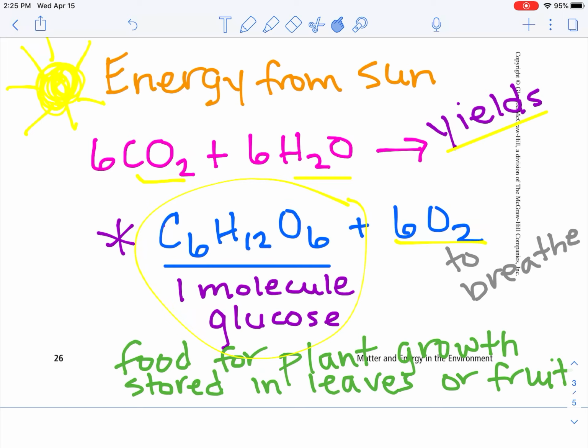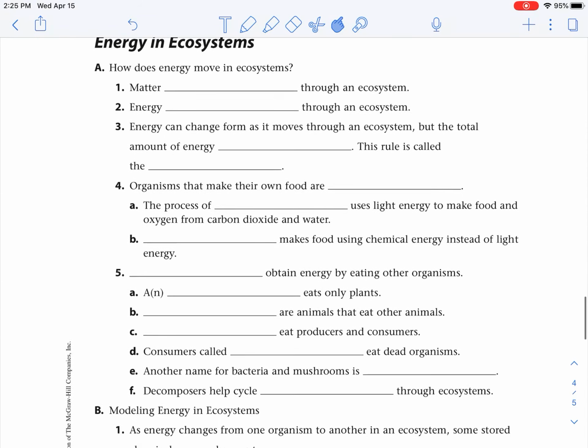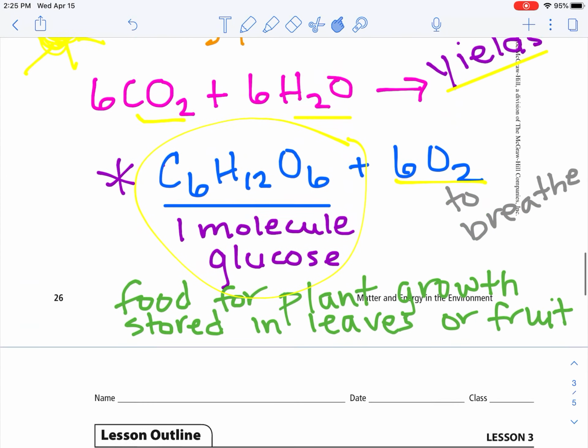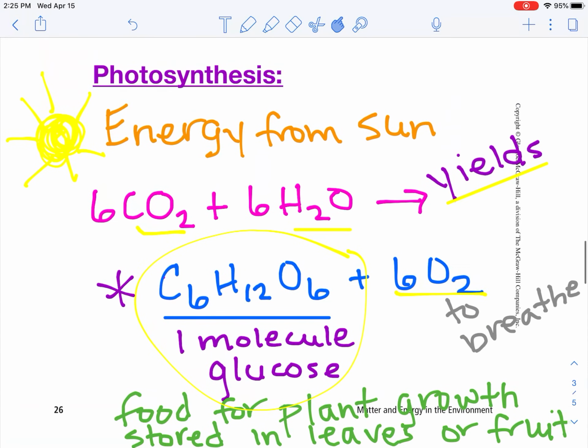Okay, write this down. By writing it out, you will have a place that you can reference it, because we're going to talk about it a little bit when we come down to talking about the producers. The producers make their own food. We're consumers. We can't make our own food. Producers are making their own food through the process of photosynthesis.